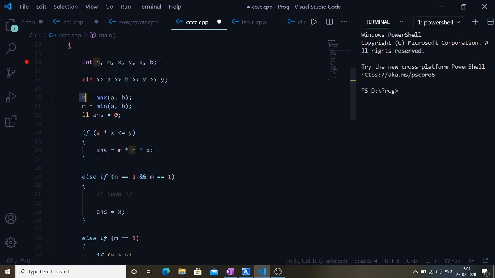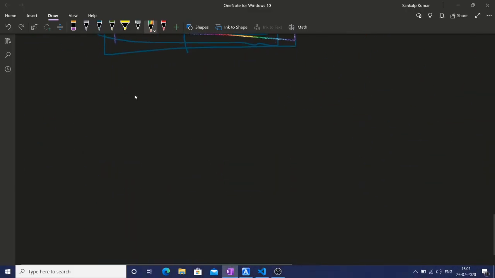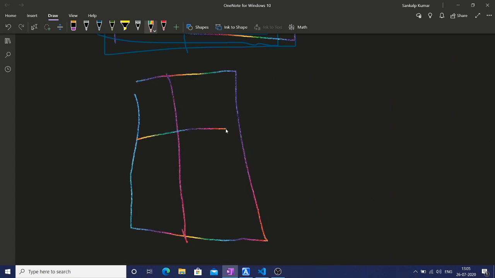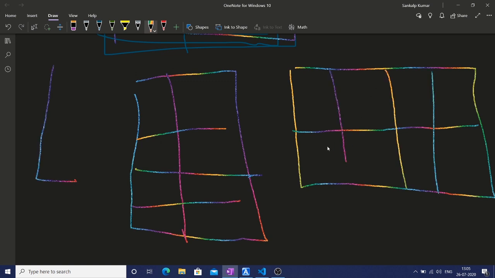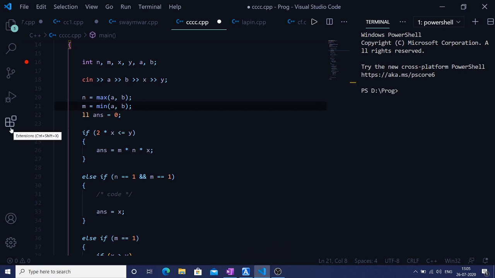What I have done is I have given the max to n and the minimum to b. So what happens here is, if it is like this, it will transform to like this. So it's not lengthwise, it's breadthwise. I've done this for my own use. If you want, you can do it the other way also, or simply as it is given. But for my convenience, I've used this.